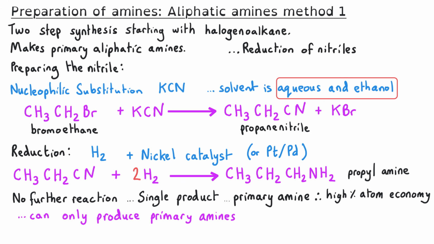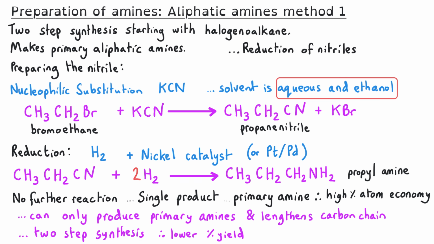However, this method can only produce primary amines, not secondary or tertiary, and it lengthens the carbon chain. So bromoethane is converted into propane nitrile, and we couldn't use this method to produce ethylamine from our bromoethane, as the carbon chain is always getting longer by one atom of carbon.